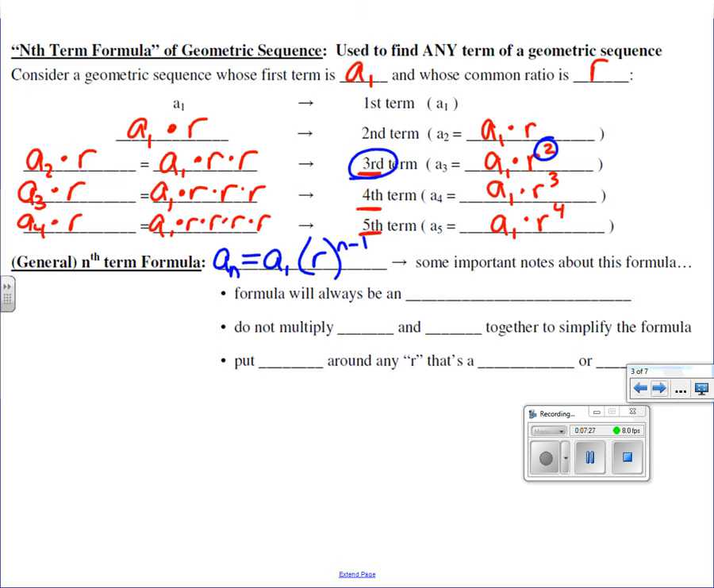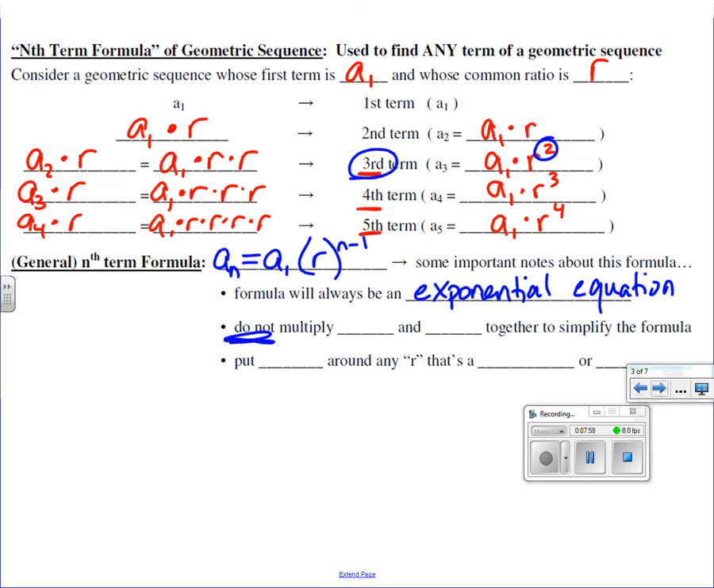Okay. All right, this formula will always be an exponential equation. Why is it called an exponential? Anybody know why it's called an exponential? Because it has exponents, okay? So none of these have exponents. So anytime there's an exponent, it makes an exponential equation.